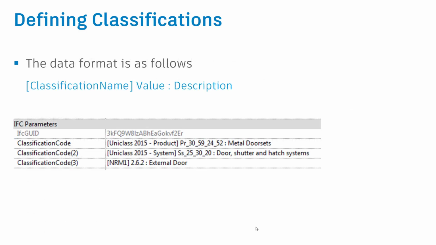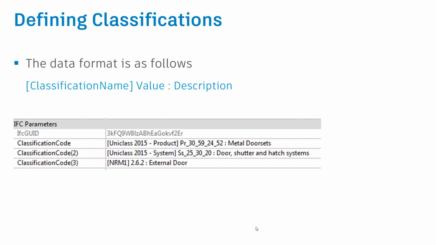There is another way, but you can only map one, and I wouldn't recommend it. This is probably the best way of doing it anyway. And here's an example of applying multiple classifications to a particular object, in this case an external door. So we've applied product code, system code, and also an RM code as well.